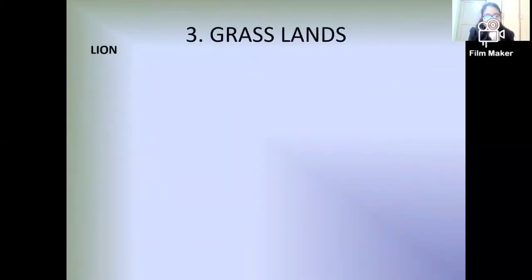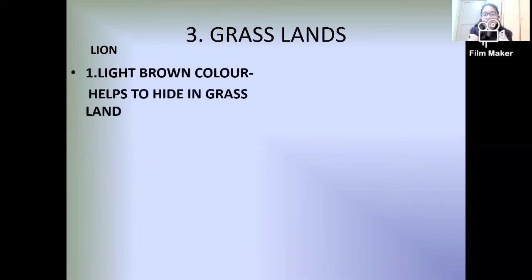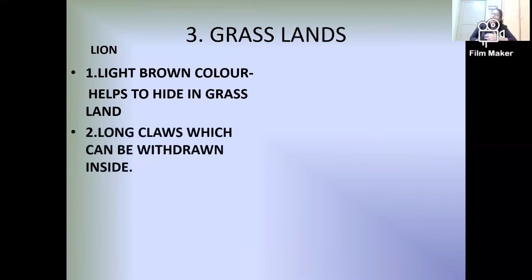Now let's learn about the third one, grasslands. Now we're going to learn adaptations of a lion. So let's go. First thing it has is a light brown color, which helps to hide in the grassland. Why does it need to hide in the grassland? Same, exactly like a snow leopard. It has to hunt. It's a predator, so it has to hunt for animals.